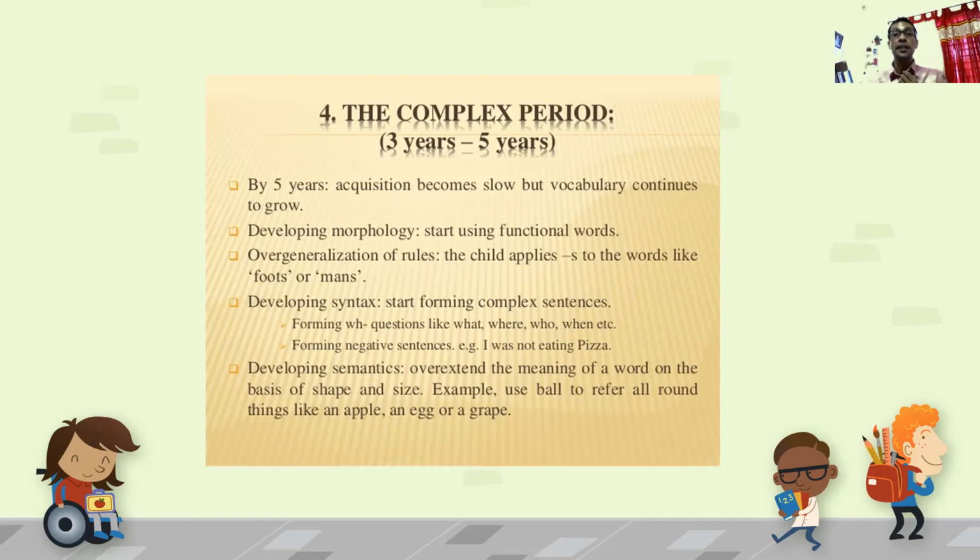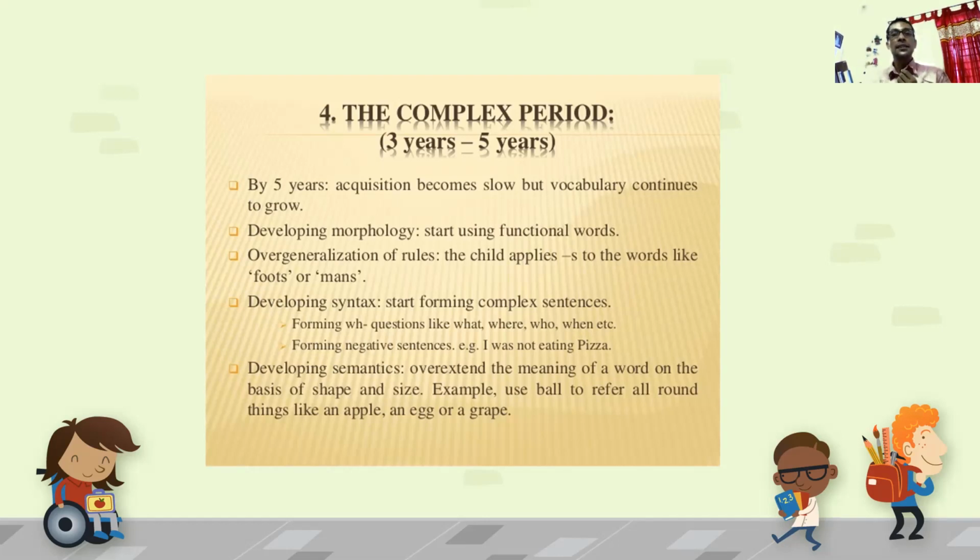Overgeneralization of rules: the child applies "s" to words like "foods", "mans", something like that. Developing syntax, they start forming complex sentences, forming WH questions like what, where, who, when, etc. Forming negative sentences like "I wasn't eating pizza". So they have started using negative sentences. You can use negative words in grammar.